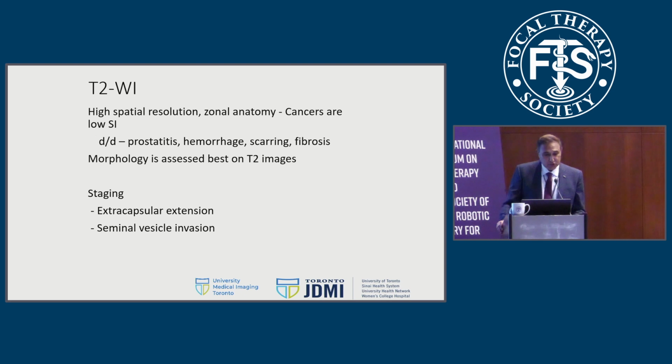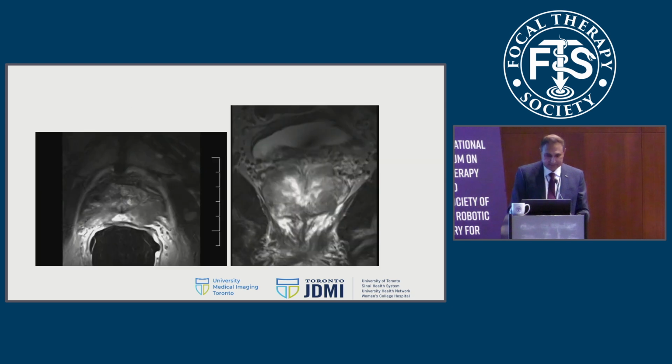So T2 weighted image, as I said, allows for morphological assessment, and that's because it's got the highest spatial resolution. You can look at the zonal anatomy, peripheral zone versus transition zone. Cancers are generally low signal, but that's a very non-specific sign because prostatitis, hemorrhage, scarring, and fibrosis can also have a low T2 signal. And because of the high spatial resolution, this is the sequence that you're going to be alluding to for staging as well. So extracapsular extension, involvement of the seminal vesicles.